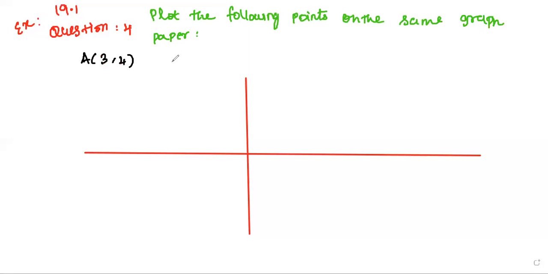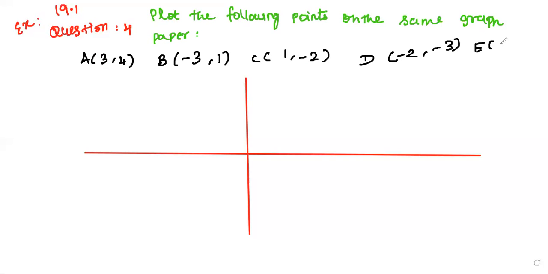A (3, 4). B (minus 3, 1). C (1, negative 2). D (minus 2, minus 3). E (0, 5). F (5, 0). We do have plenty of points here, but I'm just stopping at these 6 points. This is enough for understanding this question.